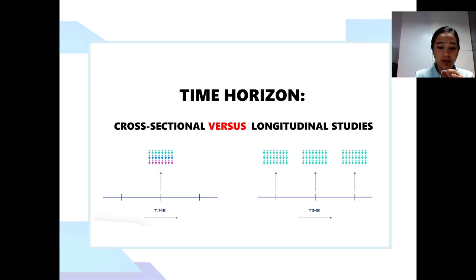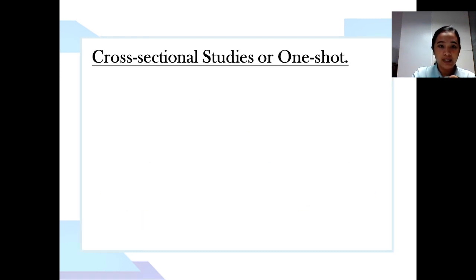Good day, everyone. This is the continuation of Ms. Sabanal's report, Time Horizon, as part of the elements of research design. So, cross-sectional versus longitudinal studies. Let us first talk about cross-sectional studies.